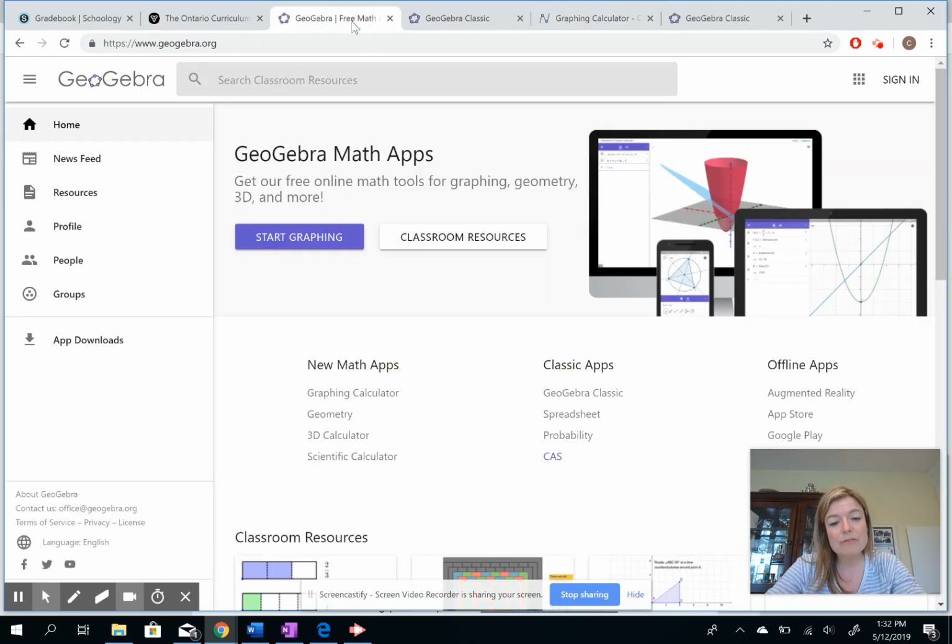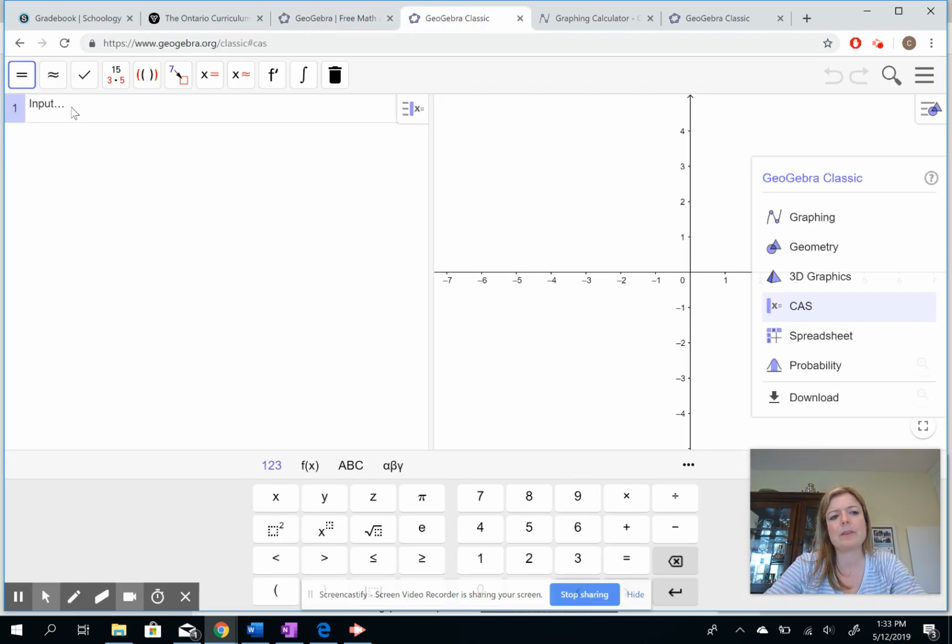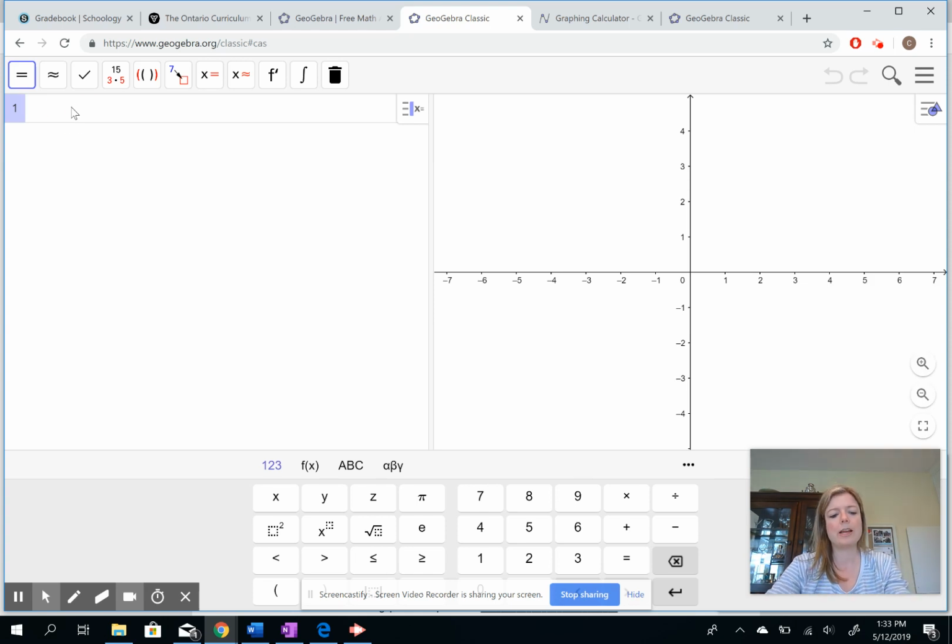Now, there's another really good feature on GeoGebra. If you go under classic apps here, where it says CAS, it will give you this screen. So here you can actually put an equation in. So x squared plus 9x plus 14 equals 0. Now don't press enter. We want to go to this x equals button. The wavy equal sign means approximate.